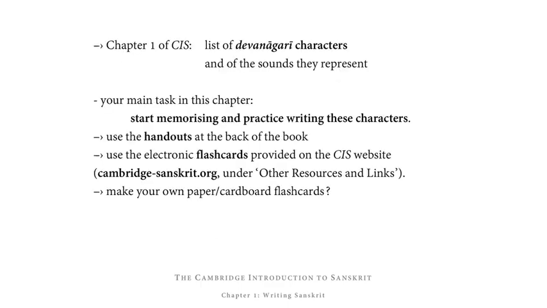Chapter 1 of the Cambridge Introduction to Sanskrit gives you a list of the Devanagari characters, of their Roman transliterations, and of the sounds that they represent. Your main task in this chapter is to start memorizing and to practice writing these characters. To help you with that, you can use the handouts at the back of the book. You can use the electronic flashcards that are provided on the CIS website. And if you find it helpful, I certainly do, make your own flashcards either out of paper or thin cardboard.